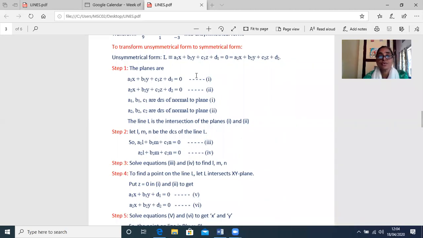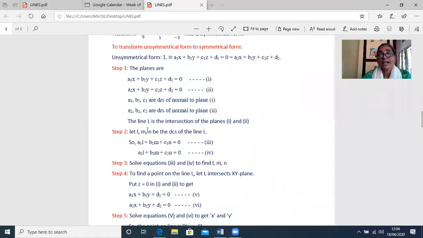Now what are the planes? You write planes here as 1 and 2. Now if you see here, A1, B1, C1 are the DRs of the normal to plane 1, whereas A2, B2, C2 are the DRs of the normal to plane 2.